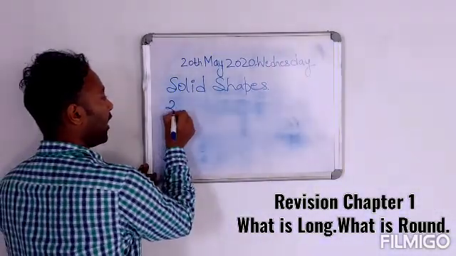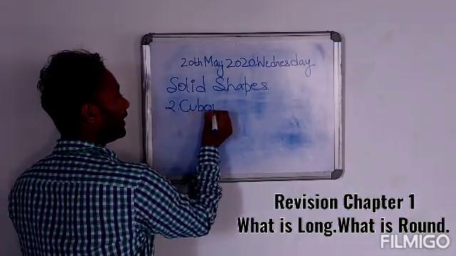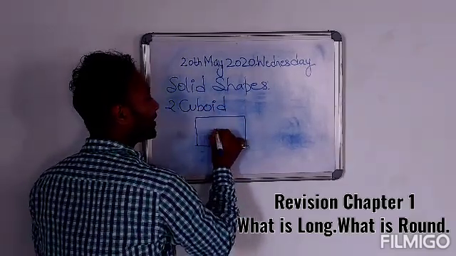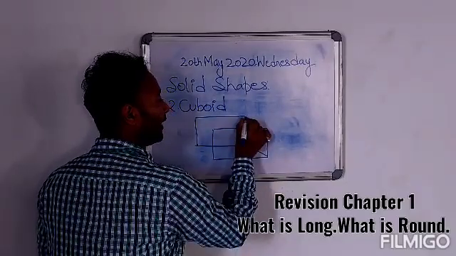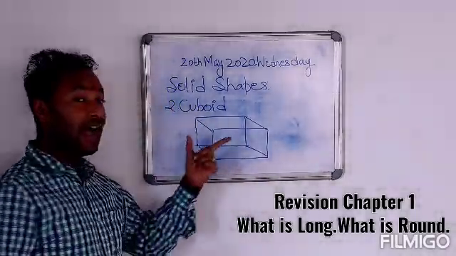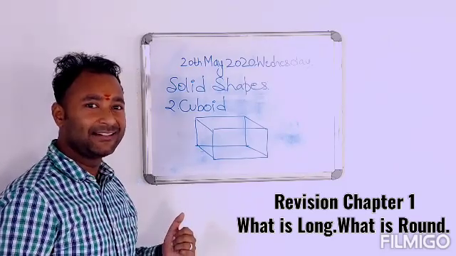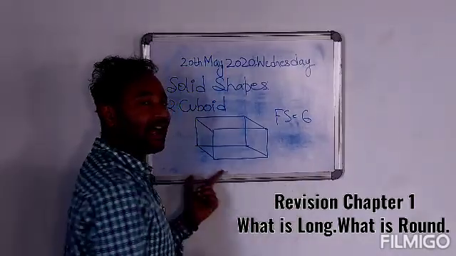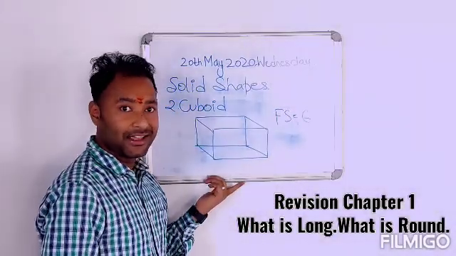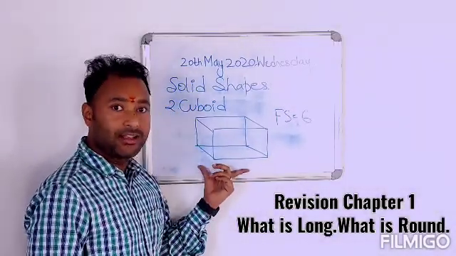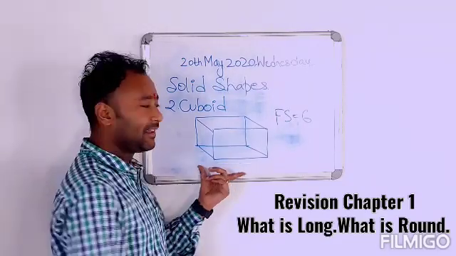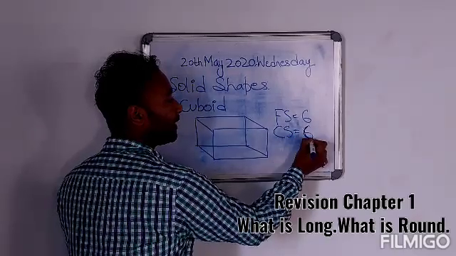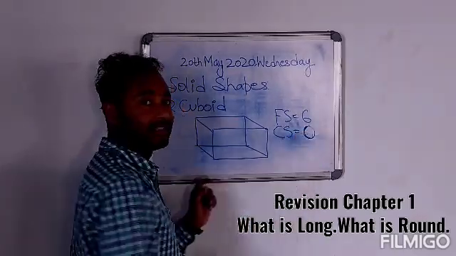Very good. Now, next is cuboid. Cuboid is the shape which comes from a rectangle. Now, can you please tell me how many flat surfaces are there? Yes, there are also 6 flat surfaces. Can you please tell me how many curved surfaces are there? There are 0 curved surfaces.